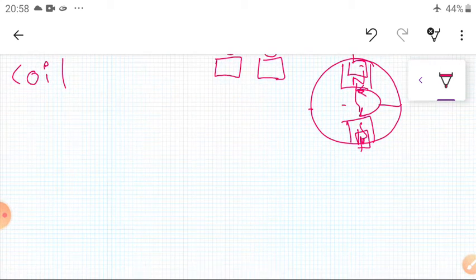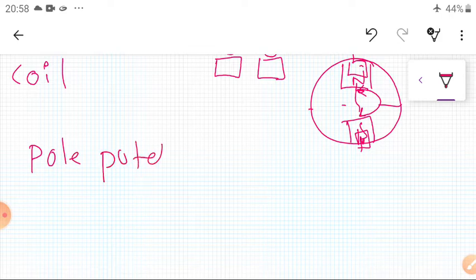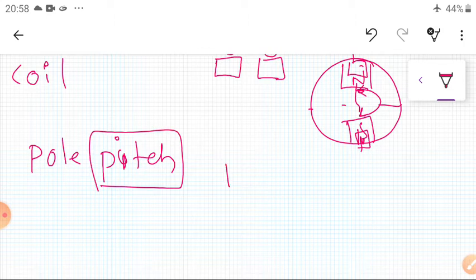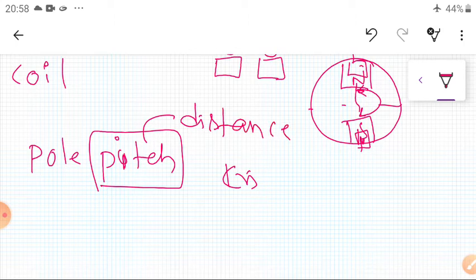Now coming to the pole pitch. We already know pitch. What is the pitch? P-I-T-C-H. Pitch means, for example, a football pitch or a cricket pitch. What is the cricket pitch? Pitch is nothing but distance, whether it is a four or six runs, the distance from the player. Similarly, the pole pitch is the distance between the poles. Here, between the north pole and south pole, the distance between two consecutive poles is known as the pole pitch.